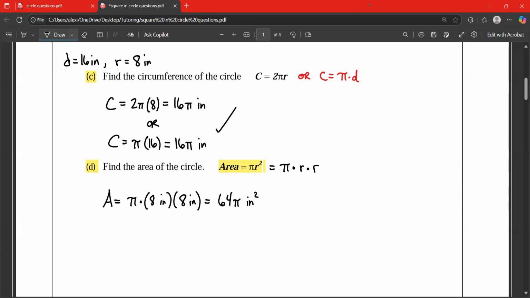And between addition, subtraction, multiplication, and division, multiplication can be invisible. So in between the 64 and pi, there's really a multiplication symbol. It's just invisible. So they're attached to each other. 64 times pi inches squared.